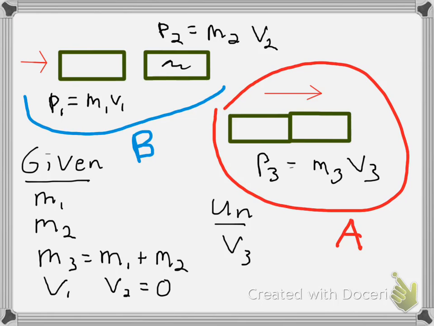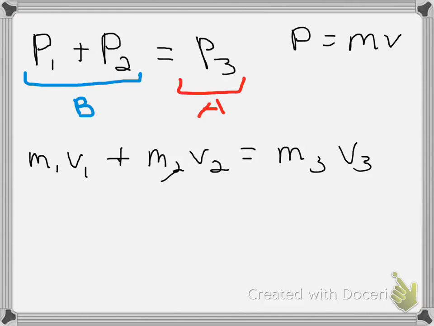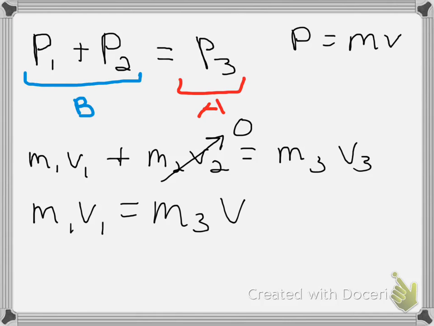So if the velocity is 0, the momentum has to be 0. So I'm going to just cross this guy out because he is going to 0. The little arrow with a 0 is something that we do to remind ourselves that that's 0 without having to rewrite the whole equation, which I'm going to do anyway. So that leaves me with M1 V1 is equal to M3 V3. Now I can solve this for V3.